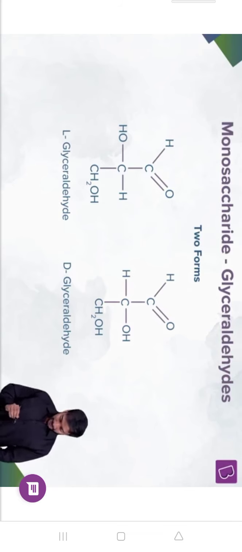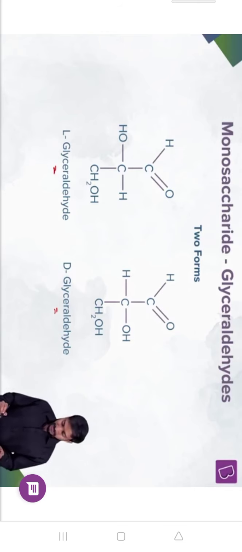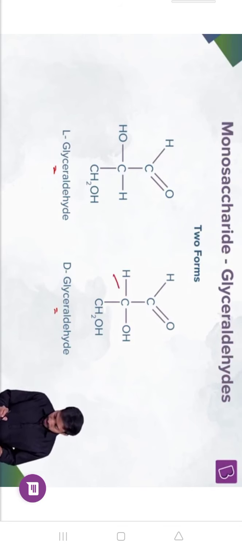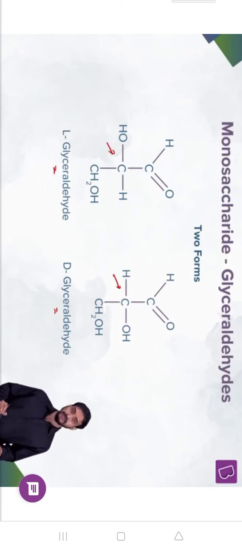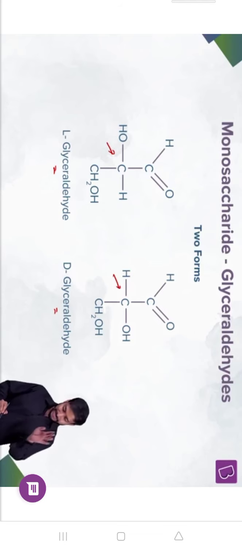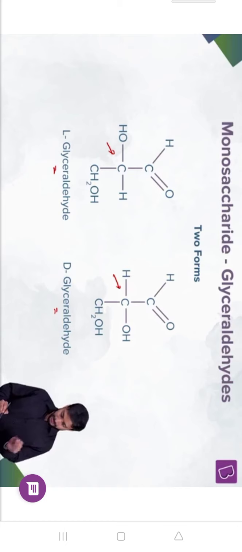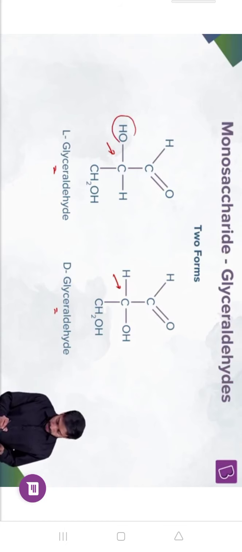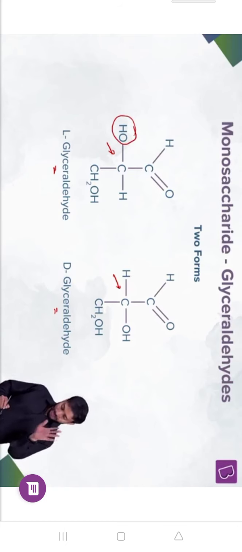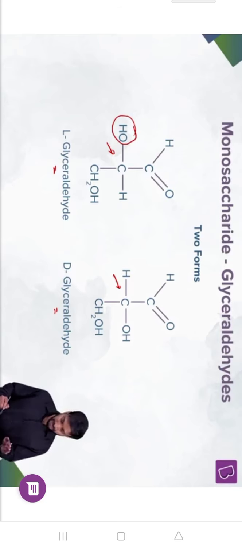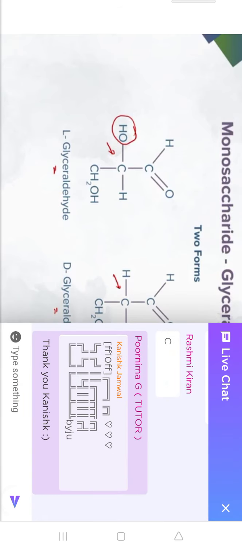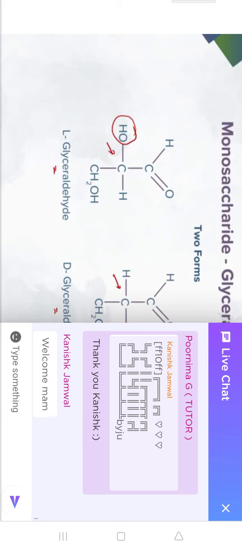Yes. So, L-glyceraldehyde and D-glyceraldehyde. You know how this is named? You have to look into this carbon over here. This carbon, okay? See, L-glyceraldehyde is named when the OH group, slowly pay attention, the OH group is towards the left. OH group is towards the left. And here, D is when it is towards the right.